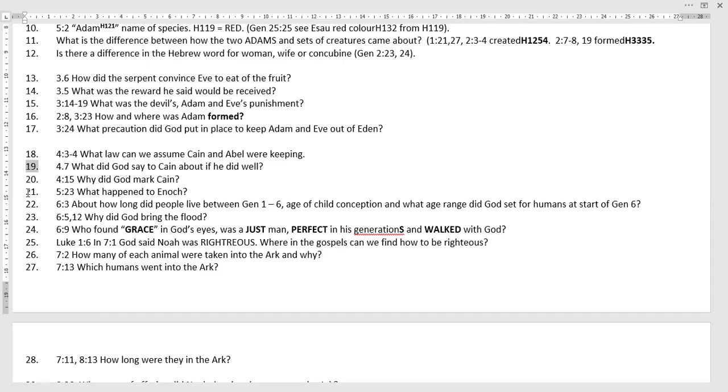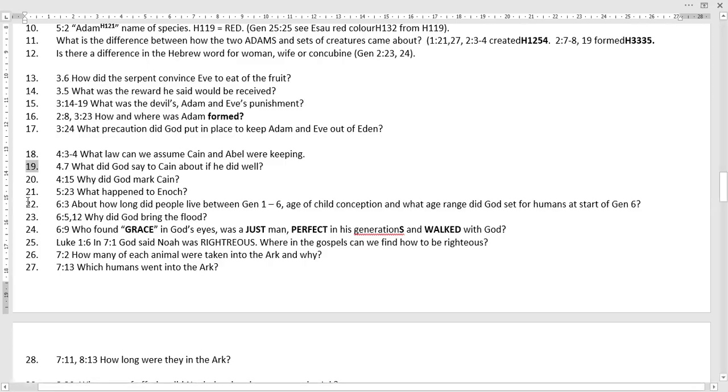Question 23. Why did God bring the flood? In 6:5, God saw that the wickedness of man was great in the earth, and that every imagination of the thoughts of his heart was only evil continually. And then in verse 12, God looked upon the earth, and behold, it was corrupt, for all flesh had corrupted his way upon the earth. So God had a way, and people departed from it. Same with Adam and Eve. Don't do something. They went against his way. They got punished. Cain went against his way, got punished, and Noah and the flood, or everyone there.